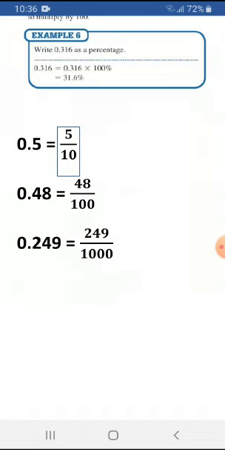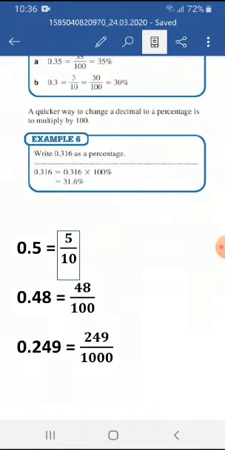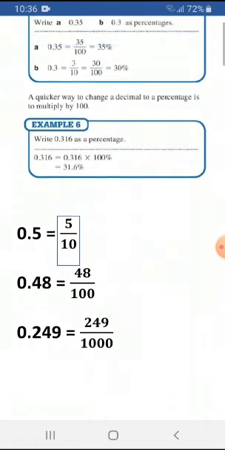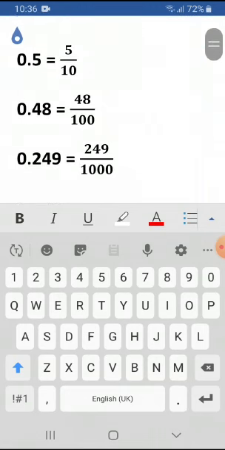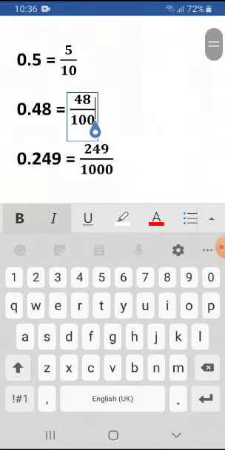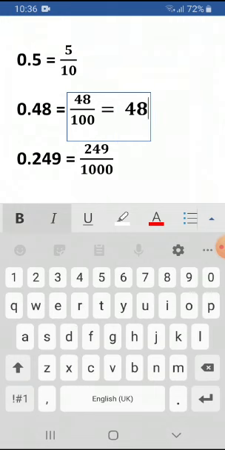After you have done the first step, now you have to turn the fractions into percentages. As I said in the previous lesson, a percentage is a number expressed by a fraction which has the denominator 100. But only the second fraction here has the denominator 100. So 48 over 100, as a percentage, will be just 48%. What about the other fractions which don't have the denominator 100?